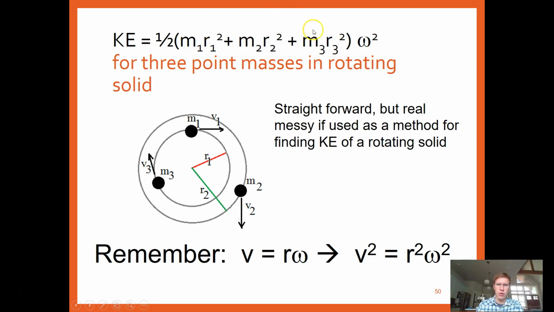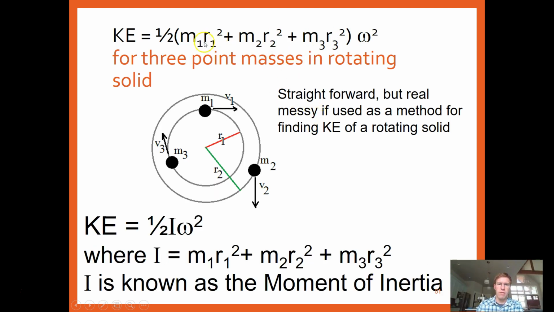So again, if you have a third mass, you can add m3 r3 squared. If you had a fourth mass, you could do the same thing. And we're going to define this inside object as a new variable known as the moment of inertia. So this combination of mass and radius values quantifies how much inertia an object is going to bring into a system, the amount of resistance it's going to have to rotation.